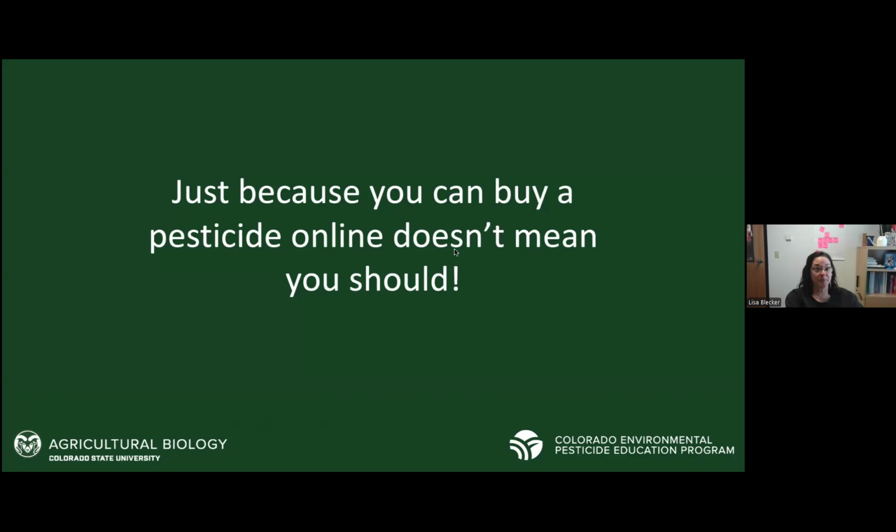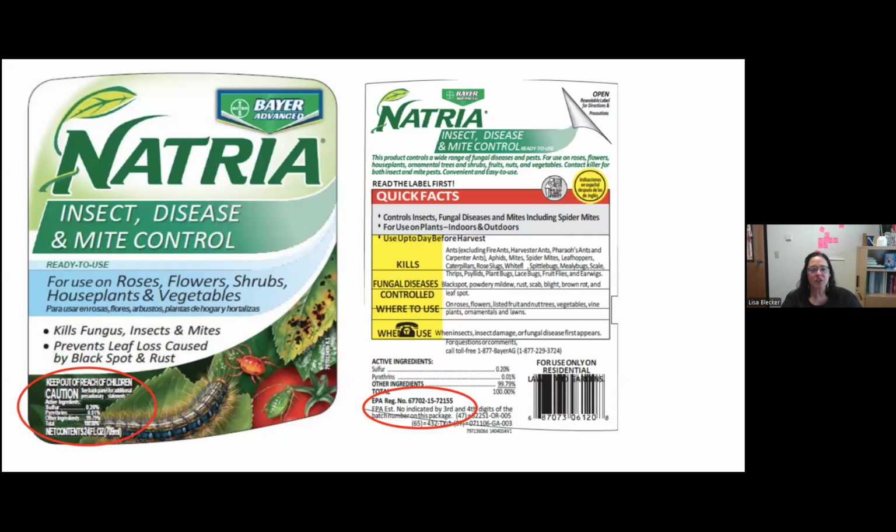So it could still be, just because you can do it doesn't mean it's not illegal. So here's another pesticide label, just to give you an example. This is where you would find the signal word, pretty typically on the front page of that label. So this one says caution, meaning it's lower toxicity to humans. And so that's what I encourage everybody to do: use a caution product whenever possible.